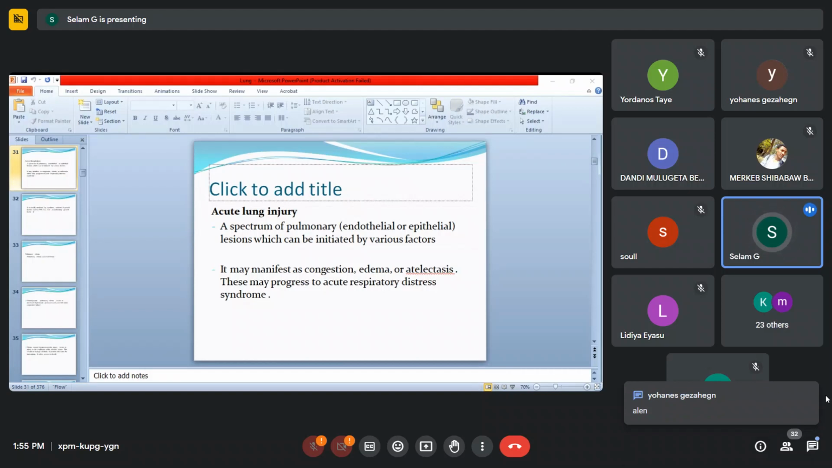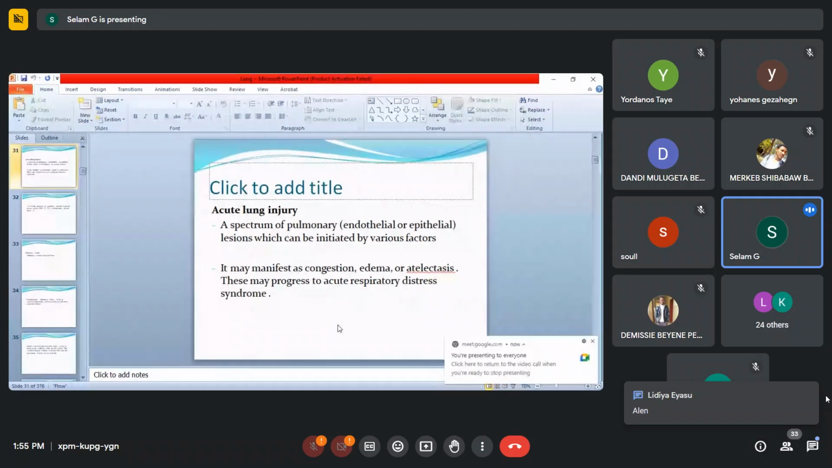Okay, thank you. So when we continue, the other group of disease are called acute lung injury, or ALI. This is a spectrum of pulmonary endothelial or epithelial lesion which can be initiated by various factors. It may manifest as congestion, edema, or atelectasis, and this may progress to acute respiratory distress syndrome.